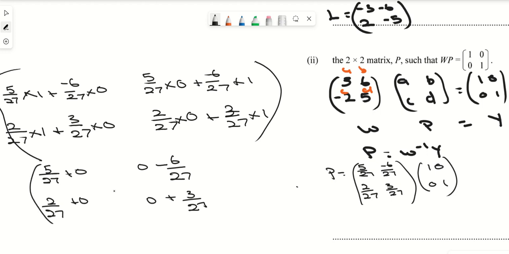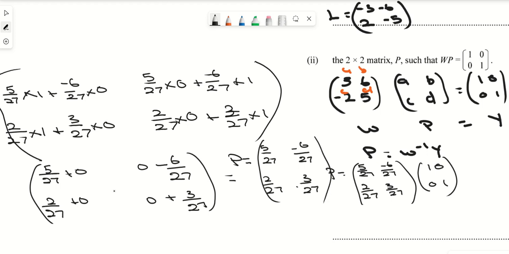So now my answer for P is equal to 5 over 27, minus 6 over 27, 2 over 27, and 3 over 27. And this would be my answer for this. And that is the answer. We don't put decimals and stuff. Just leave it as is.